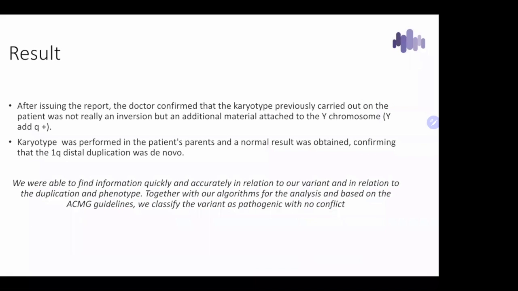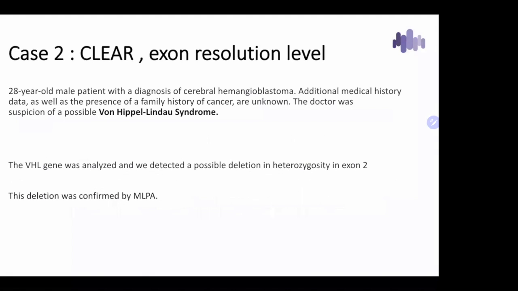So after issuing the report, the doctor confirmed that the karyotype previously carried out on the patient was not really an inversion, but an additional material that was attached. A karyotype was also performed on the patient's parents, and a normal result was obtained. So we can confirm that our duplication was de novo. And we were able to find information quickly and accurately in relation to our variant and the phenotype, and together with our algorithms and based on the ACMG guidelines, we classified this variant as pathogenic with no conflict.